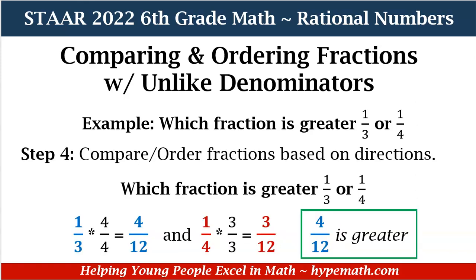Now we can move to step 4. Our directions ask us which fraction is greater, and all we need to do now, since our denominators are the same, is compare our numerators. Since 4 is larger than 3, the greatest fraction is 4/12.